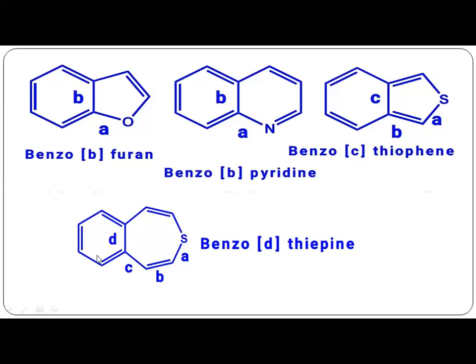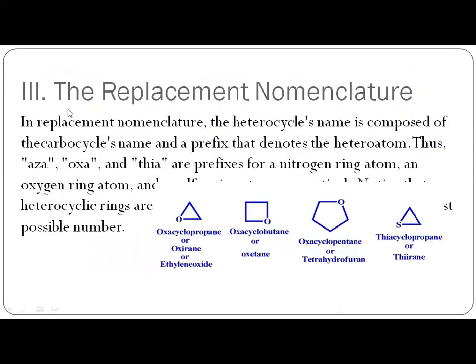Next one, let's see, there is one 6-member ring and one 7-member ring. So it is benzo[d]thiepine. Okay. Next, the third nomenclature system, the replacement nomenclature. In replacement nomenclature, the heterocycle's name is composed of the carbocycle's name and a prefix that denotes the heteroatom. Thus, aza, oxa, and thia are prefixes: aza for a nitrogen ring atom, oxa for an oxygen ring atom, and thia for a sulfur ring atom. Let's see some examples.